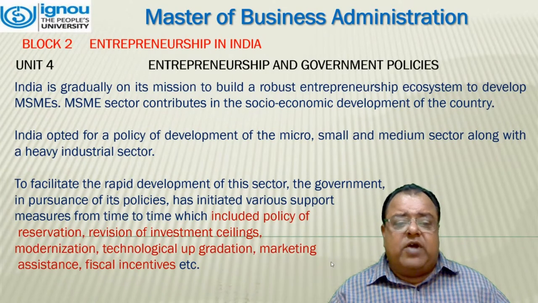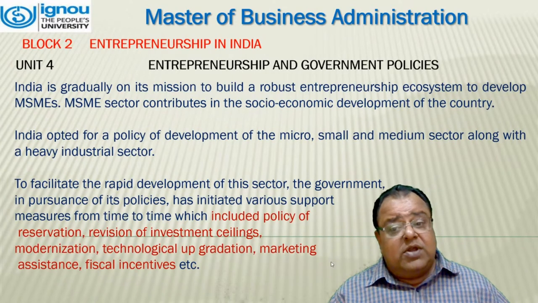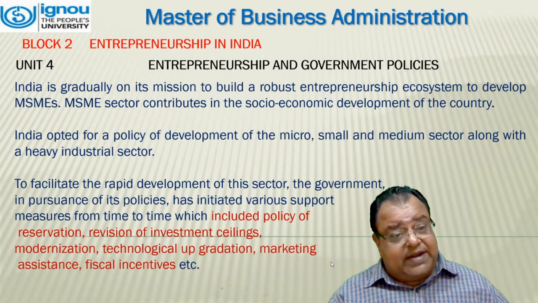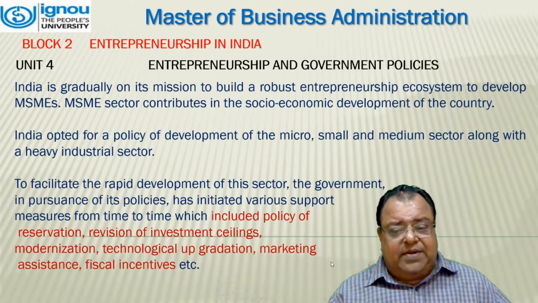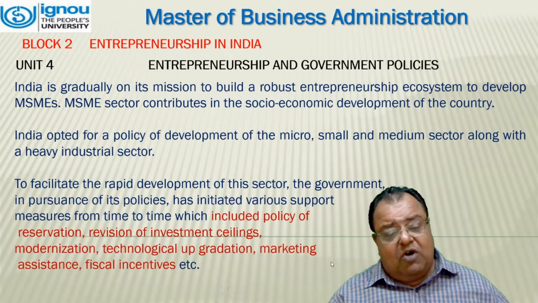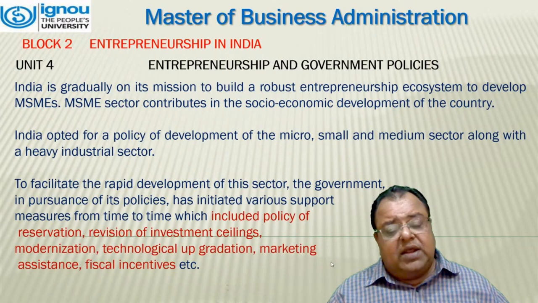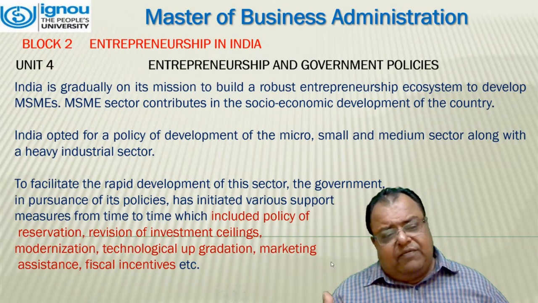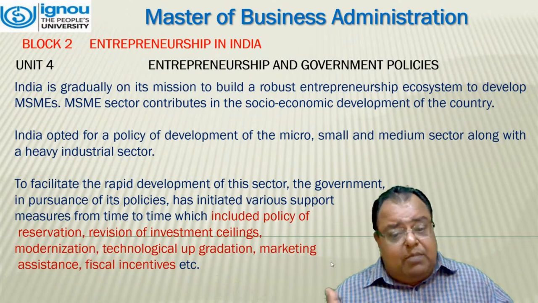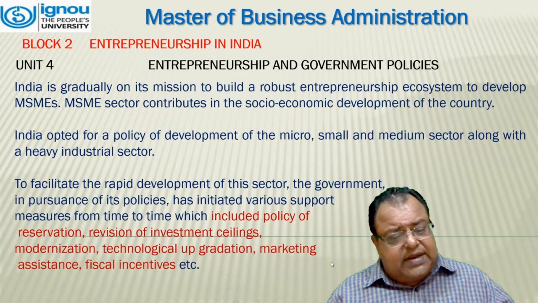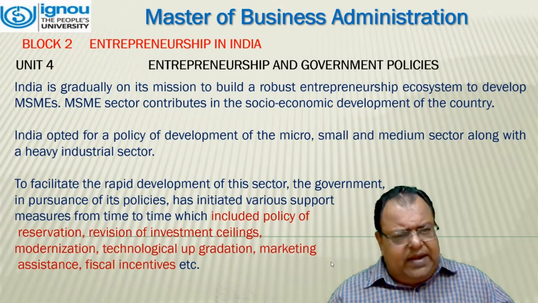India opted for a policy of development of the micro, small, and medium sector, along with a heavy industrial sector, to facilitate the rapid development of this sector. The government, in pursuance of its policies, has initiated various support measures from time to time, which included policy of reservation, revision of investment ceilings, modernization, technological upgradation, marketing assistance, fiscal initiatives, and many more.